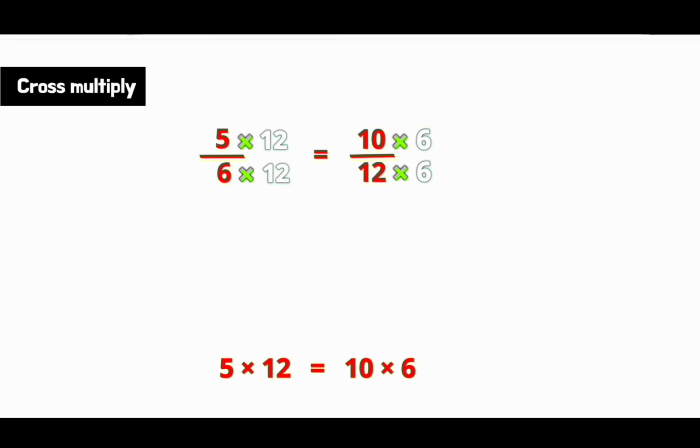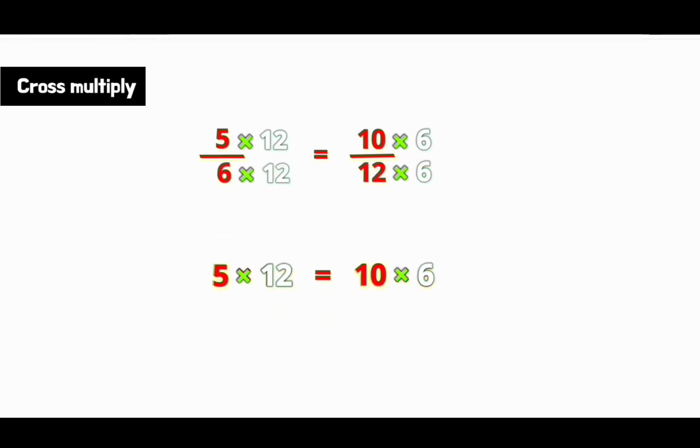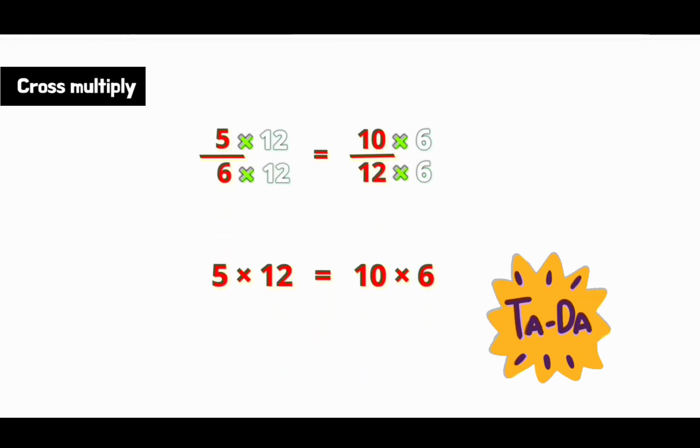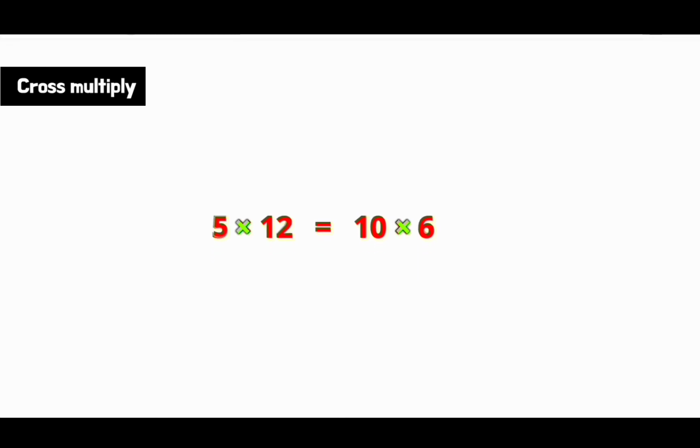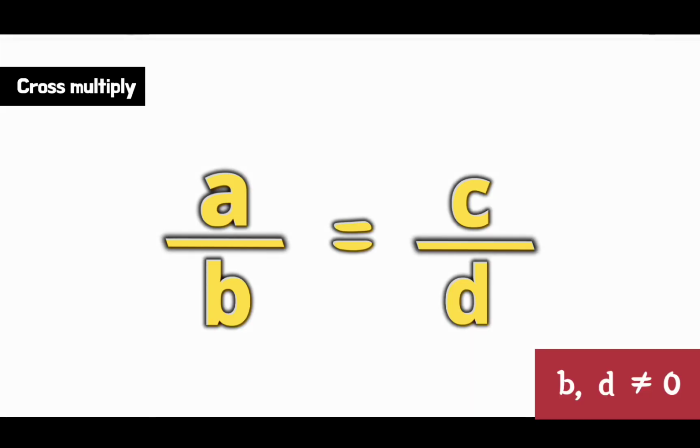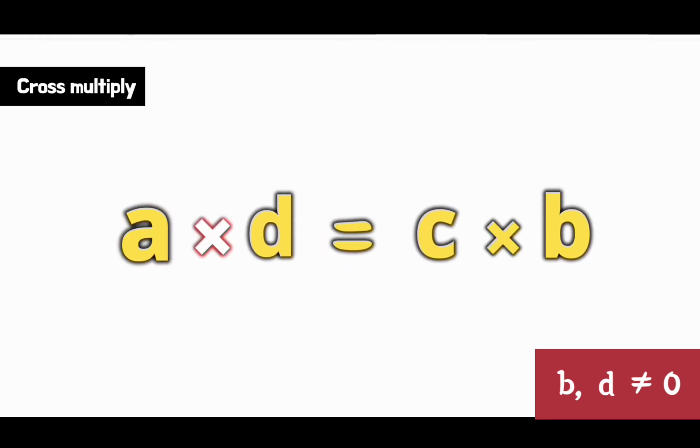Right now, as you can see, there is a good thing for us. The denominators of both rational numbers are the same. So we can cancel them, as we are dividing both sides by the same amount and the equation is still true. That's it. Our job is done. In practice, though, it is easy to skip the steps and go straight to the cross multiplied form. So in general, to cross multiply is to go from A over B equals C over D to A times D equals C times B.